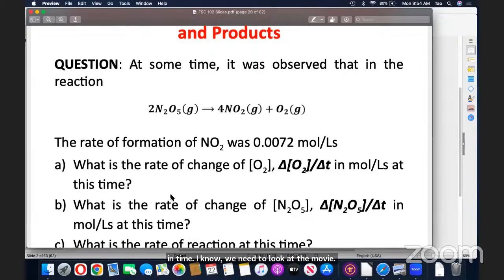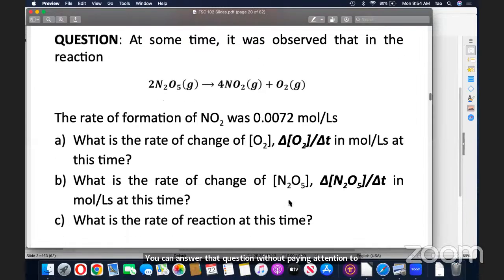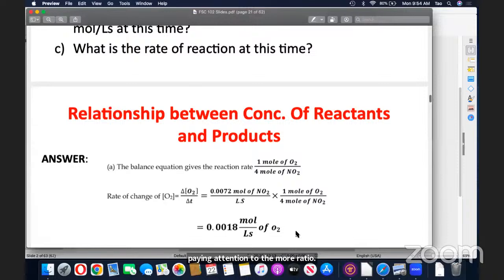It's very important. Now, the second question is, what is the rate of change of N2O5? You can't answer that question also without paying attention to the mole ratio. What is the rate of reaction at this time? Now, let's look at how we answer those questions.